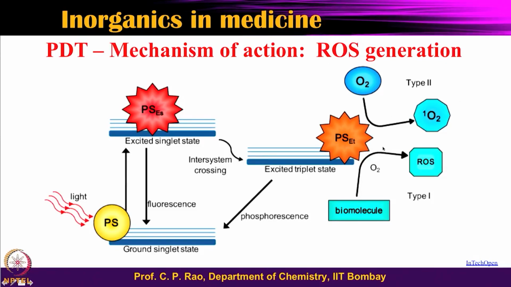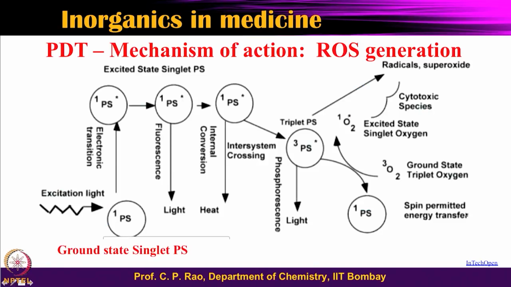So, the end result is that the excited triplet state of the sensitizer, PS-EX, is the photosensitizer in the excited state. And here ES is excited singlet, this is excited triplet, and from there you get all this ROS generation.